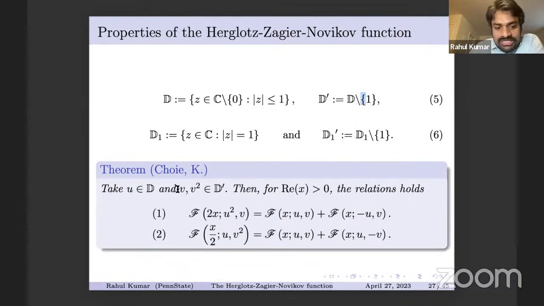Okay, so this function F has these 2 simple formulas. It is not difficult to prove them. They are a kind of doubling formula, where u square is going to u and minus u, and v square is going to v and minus v. So these are some simple formulas that help us to study some of the properties.